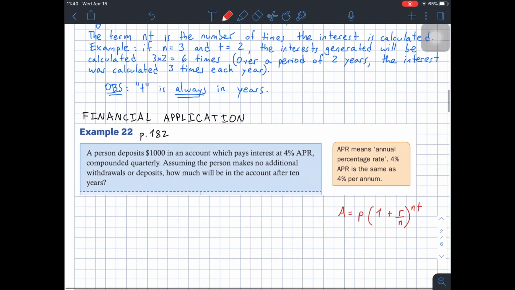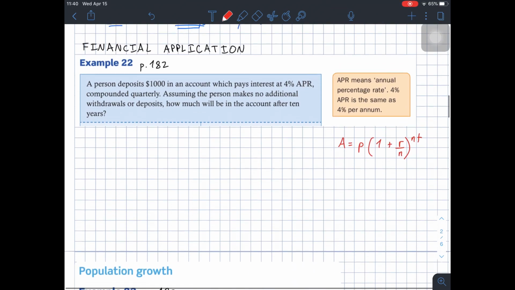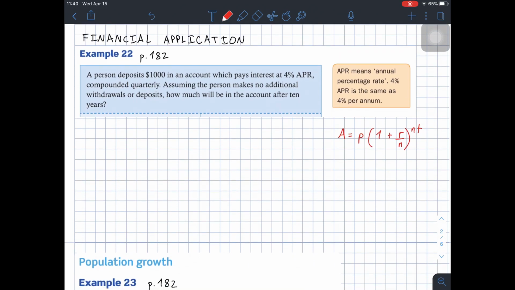Okay, so let's see the first financial application of this electronic assignment. It says, a person deposits $1,000 in an account which pays an interest of 4% APR. APR is annual percentage rate, compounded quarterly. Assuming that the person makes no additional withdrawals or deposits, how much will be in the account after 10 years?